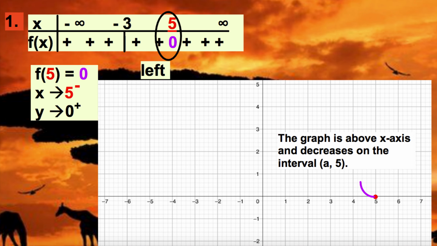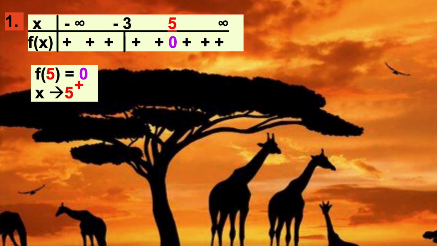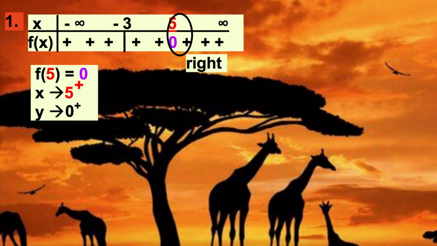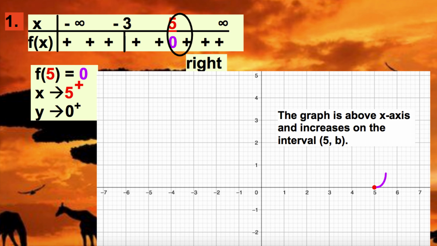The graph is above the x-axis and decreases on the open interval (a, 5). When x approaches 5 from the right, y approaches 0 positive. The graph is above the x-axis and increases on the open interval (5, b).